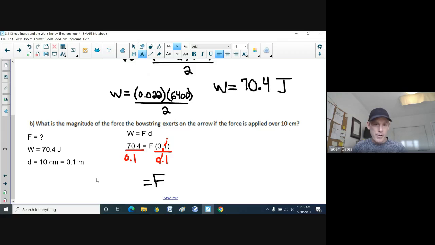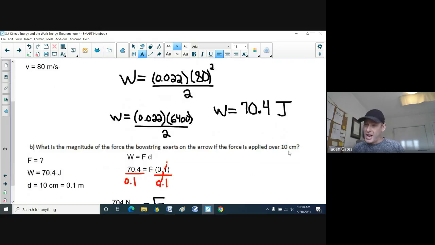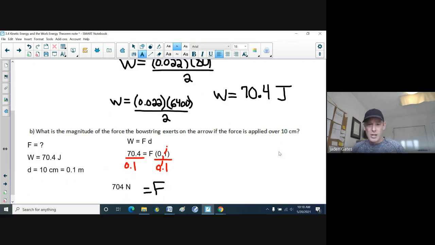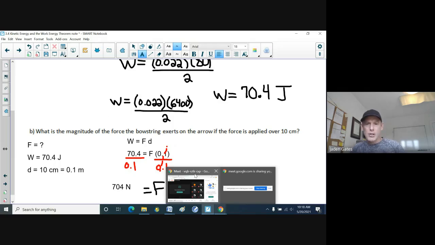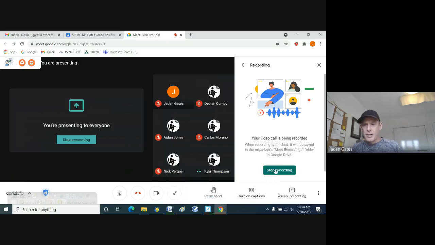And I end up with a round number here, 704. And because we're talking about a force, it's 704 newtons. It's how much force that bowstring exerted on the arrow to make it go 80 meters per second. And it only took 10 centimeters to do that, so that's quite a short amount of time. All right. So again, that's how work and energy are related.